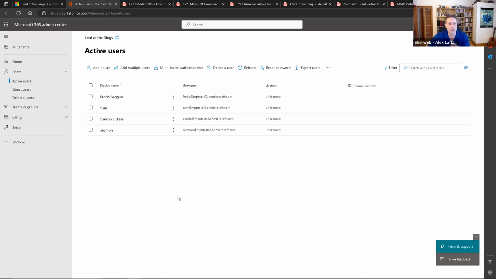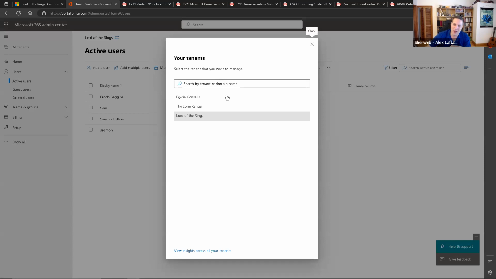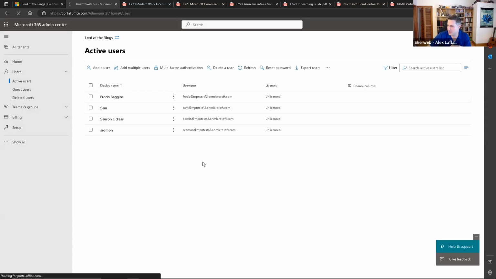From here, and this is something a lot of your techs are going to like, you can actually flip between your tenants just at a glance. So you can see from one tenant to another what's going on. Please load fast. Thank you.